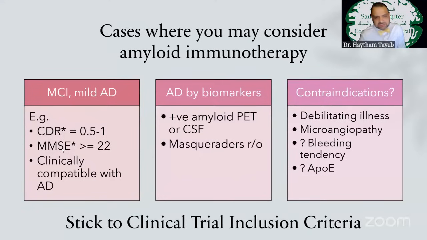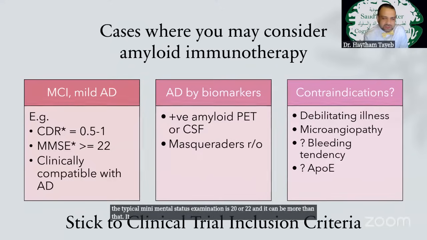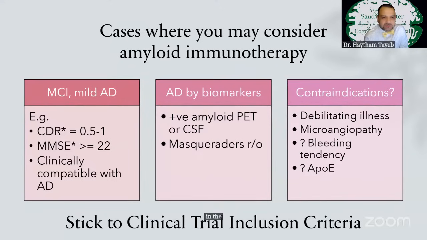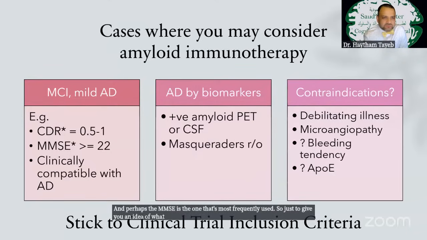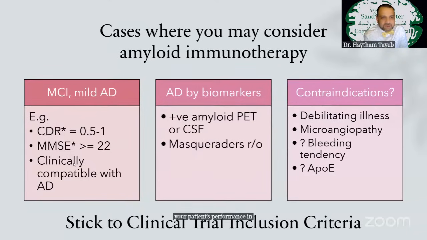The typical mini mental status examination is 20 or 22, and it can be more than that. It can be 20 to 30. In the lecanemab trial, it was 22 as a cutoff, and in the donanemab trial, it was 20. And perhaps the MMSE is the one that's most frequently used. So just to give you an idea of what your patient's performance in clinic might look like. And there's an asterisk here.